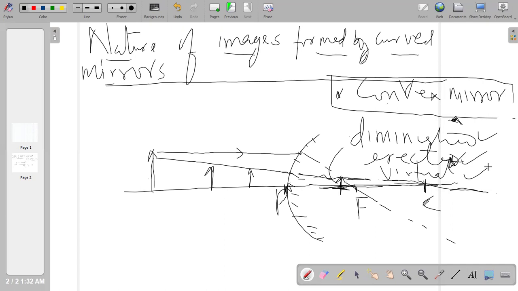These are the natures of images formed by curved mirrors. Like I said before, there are two types of curved mirrors: the concave mirror and the convex mirror. For a concave mirror, the nature of images formed varies according to the position of the object from the mirror, while for a convex mirror, the nature of the image formed is the same regardless of the position of the object.